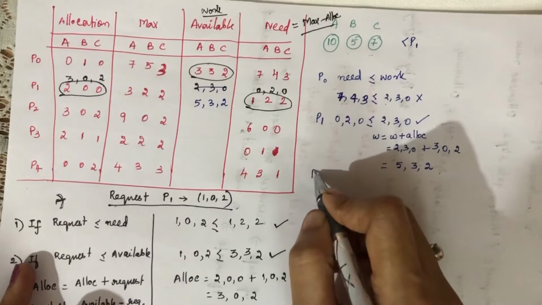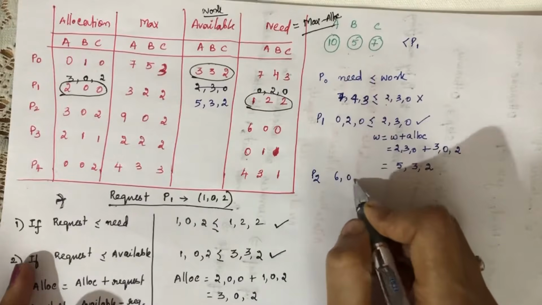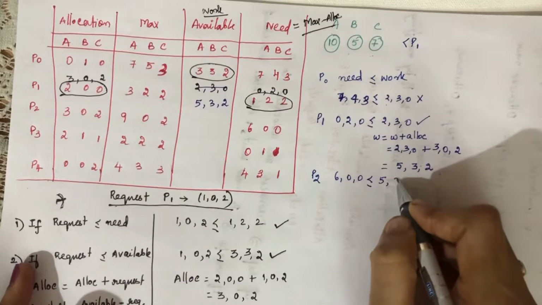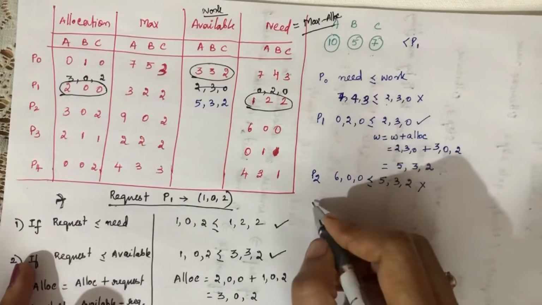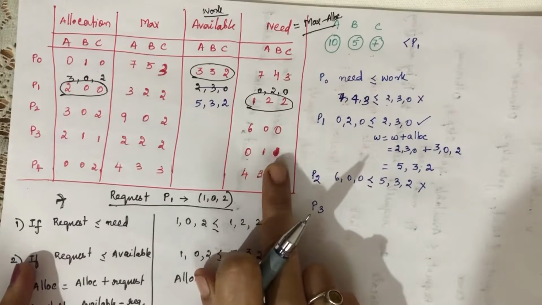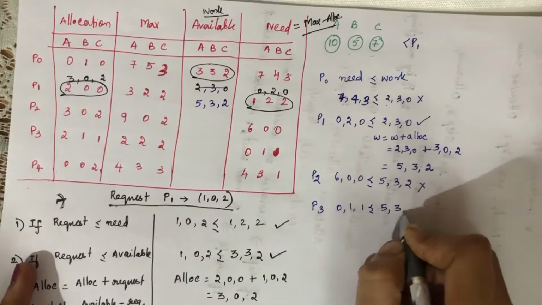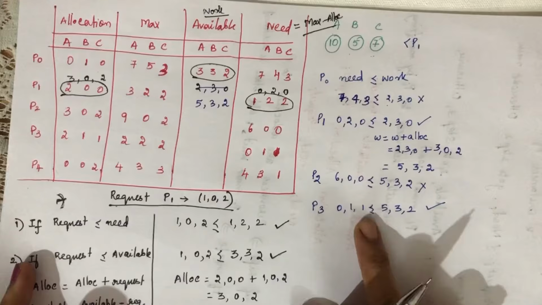Now we will check for P2. For the process P2, the need value is 600. Is it lesser than or equal to 532? No, it is not lesser. 6 is not lesser than 5. So we will go for process P3. Process P3 needs 011. 011 is lesser than or equal to 532. Yes, it is lesser. 0 is lesser than 5, 1 is lesser than 3, and 1 is lesser than 2.